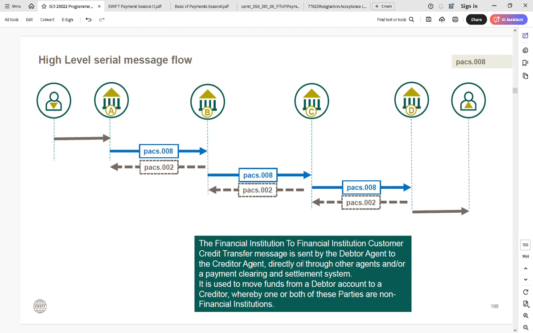The same thing is mentioned here. The financial institution to financial institution customer credit transfer message is sent by the debtor agent to the creditor agent, directly or through other agents, via a payment clearing and settlement system. It is used to move funds from a debtor account to a creditor account where one or both parties are non-financial institutions. Here the first party is shown as a person, and the last should not be a financial institution. Then only it is called a PACS.008 message. Otherwise, the message is called PACS.009, which we are going to learn in a coming section. Understood till here? Very simple.